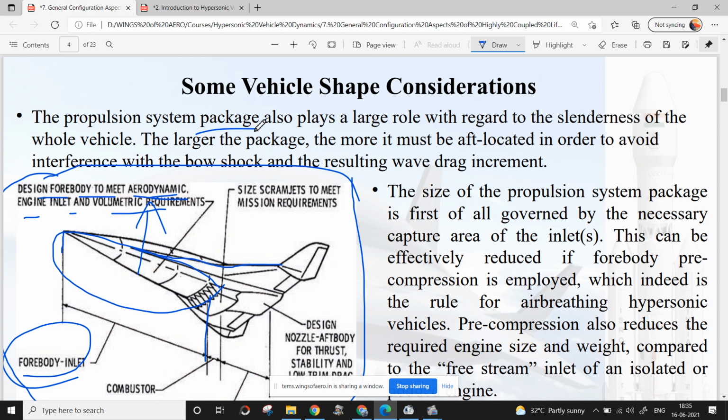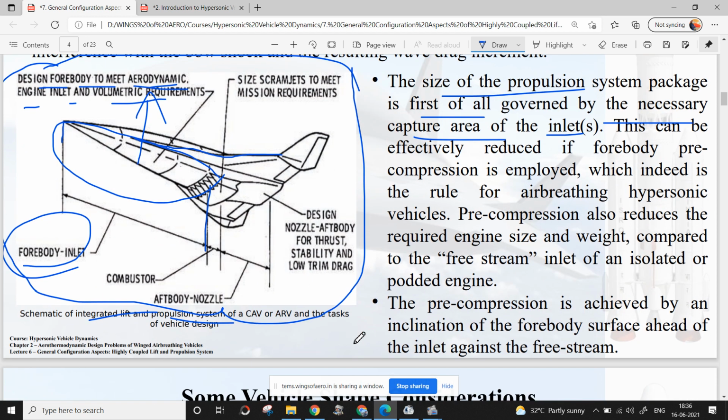So the propulsion system plays a major role, with regard to the slenderness of the whole vehicle, which we have just seen. The size of the propulsion system package is first of all governed by the necessary capture area of the inlet. As I told earlier, if we use a ramjet, we can achieve up to Mach 7. If we use a scramjet, we can achieve up to Mach 14. So whichever engine type configuration we select, the required inlet area will also vary accordingly.